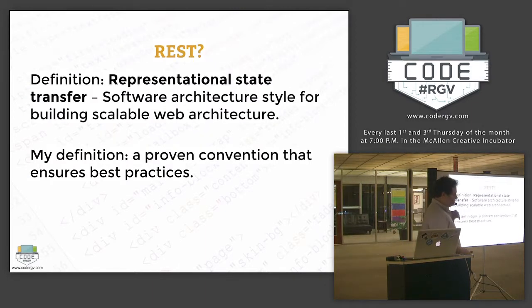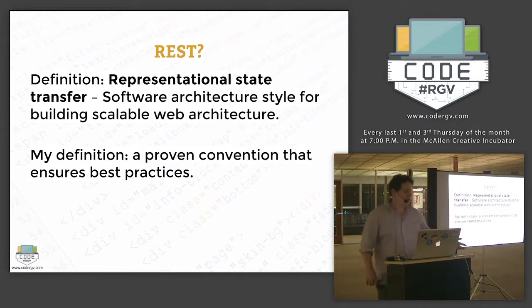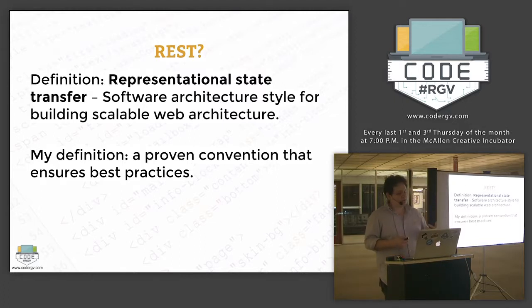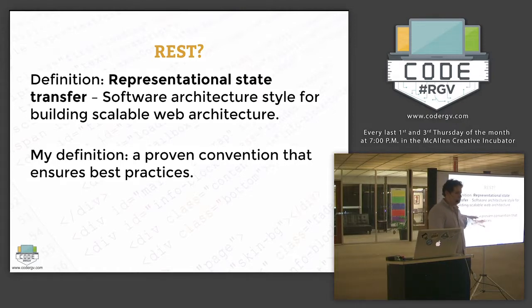So, we already mentioned what REST is, and we saw a couple of examples of REST APIs. What all of these APIs have in common, usually the newest ones, is that they respect what's called REST. The fancy way of thinking about it is representational state transfer, a software architecture style for building scalable architectures. For me, that says nothing. So my definition that I want you to remember is, it's a proven convention that ensures best practices.